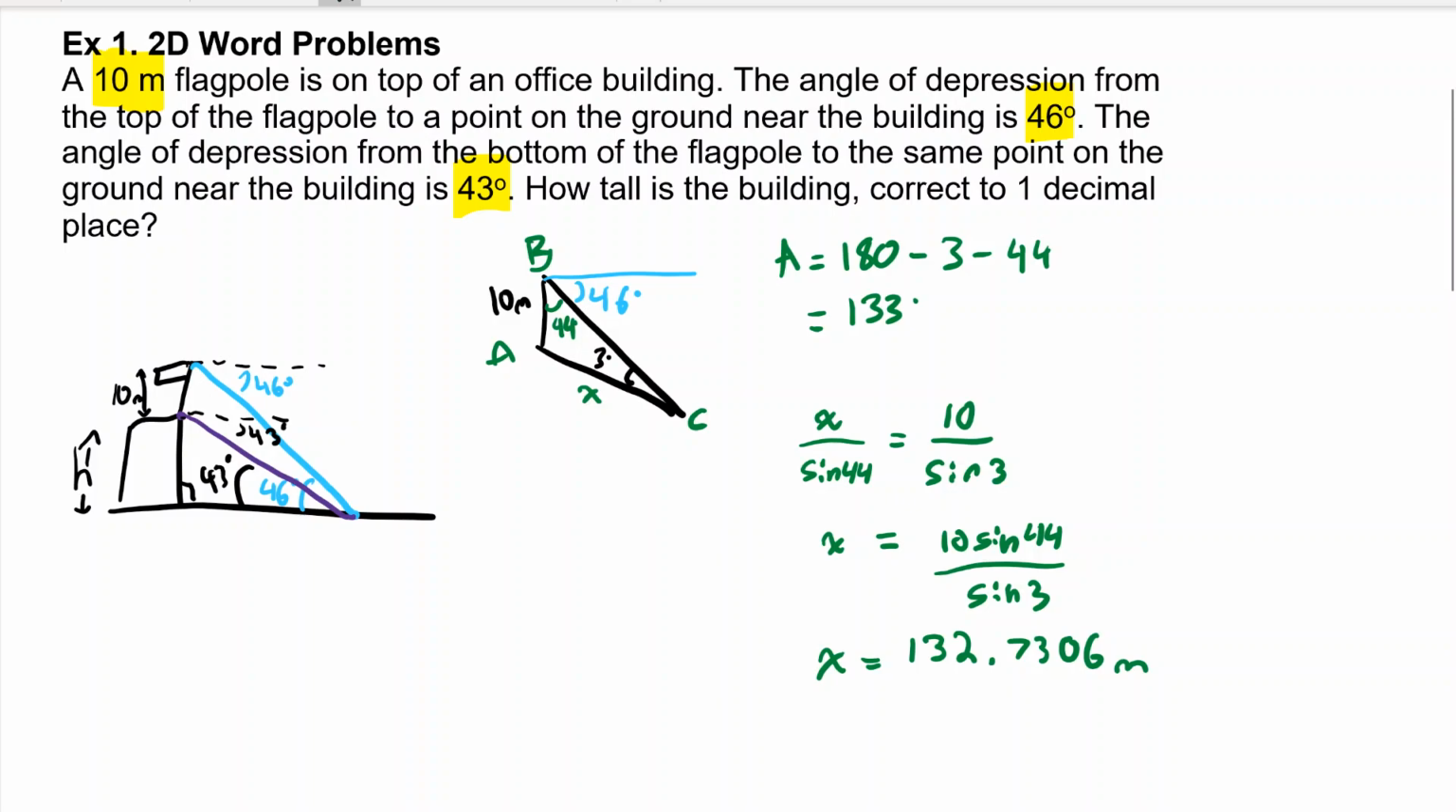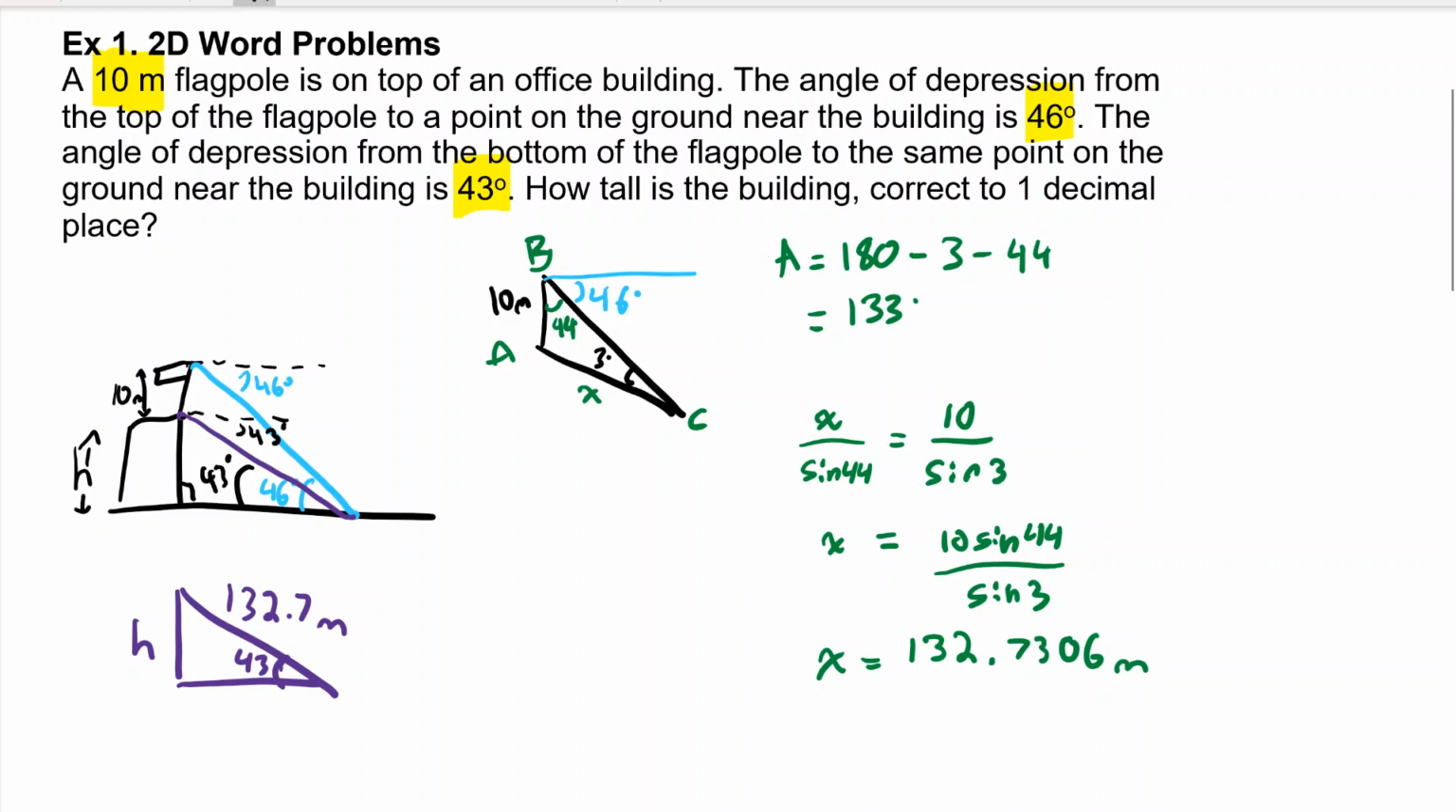Okay, so now I know the smaller triangle. I know this right angle triangle right here. I know that this part is 43 degrees. I know that the hypotenuse is 132.7306 meters. And I'm still trying to figure out what the height is. I know that the height over here is the opposite, and I know that my hypotenuse is 132. So what has the opposite and hypotenuse in it?